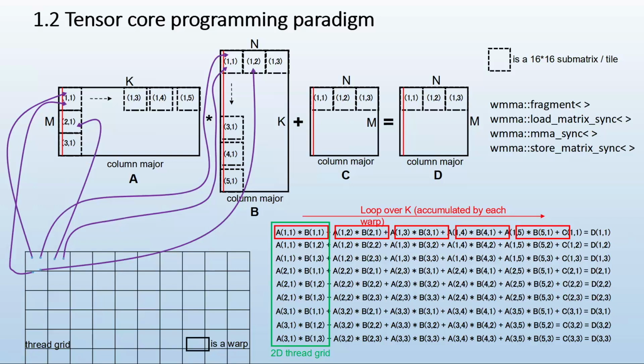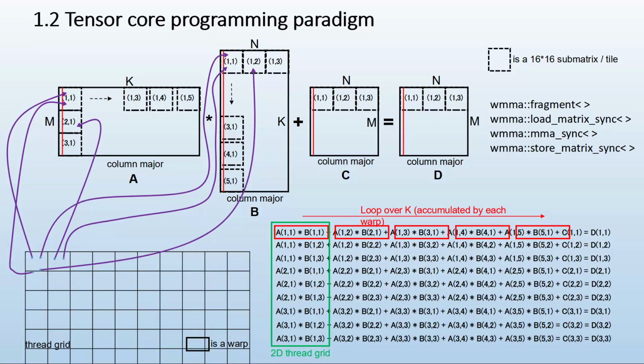Here I will give an example about how to perform a matrix multiplication and adding operation using the tensor core. The first thing we need to do is chop all the matrices that we want to compute into submatrices or tiles, which are 16 by 16 tiles. Then we need to map all the warps in the thread grid to their corresponding submatrices or tiles in the matrix. Each warp will be in charge of a tile in the result matrix, which is matrix D, and they will accumulate across the K dimension to produce the correct result.